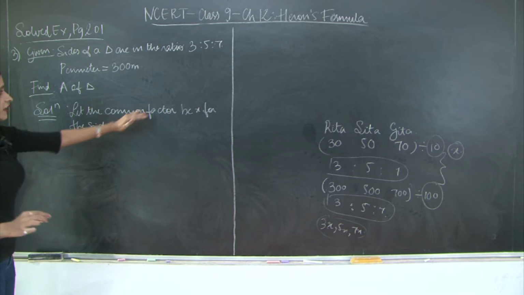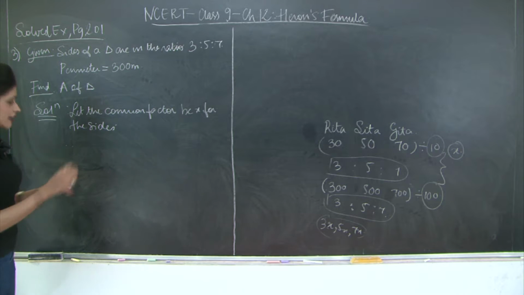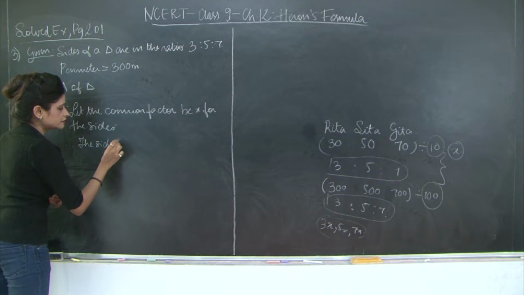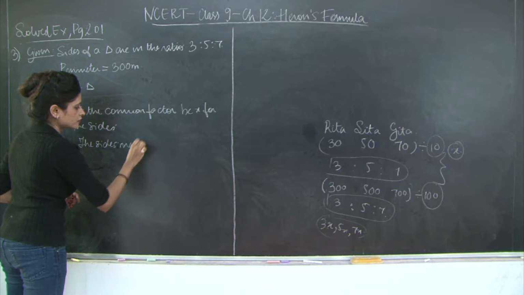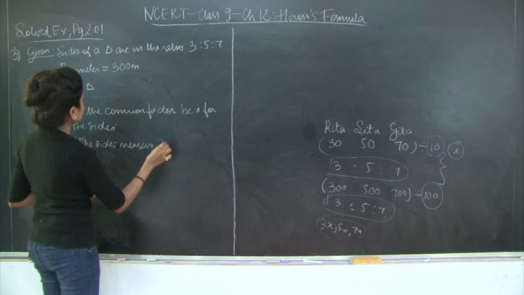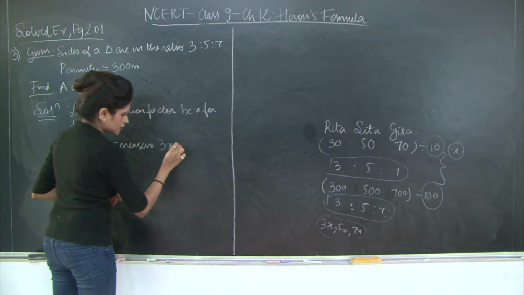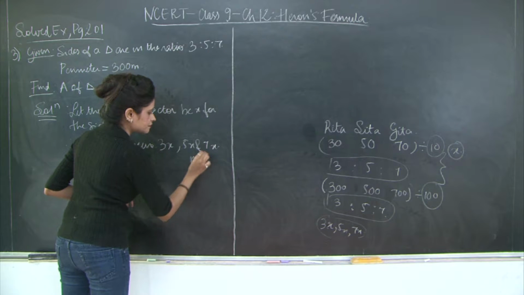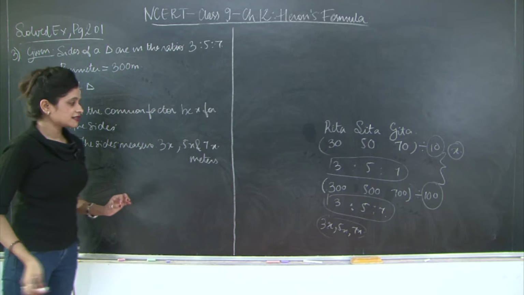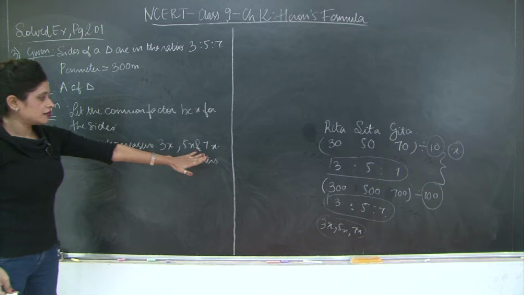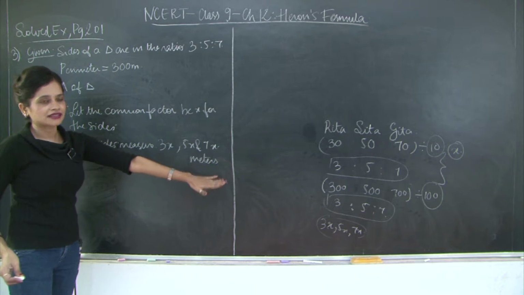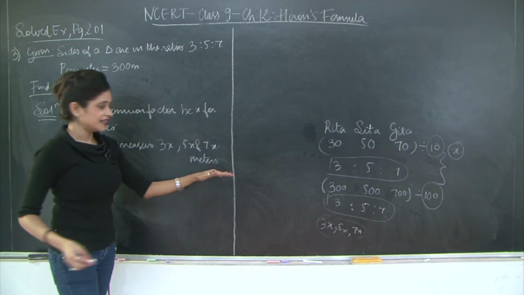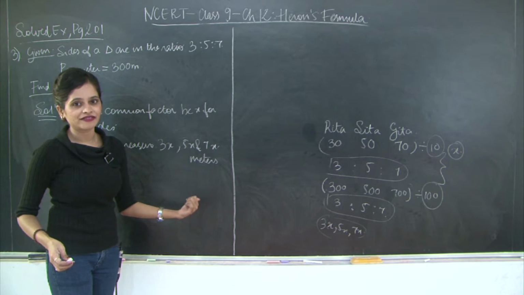So similarly, let the common factor be x for the sides. Therefore, the sides measure 3x, 5x and 7x meters, correct? So now we found the length of the sides in terms of x, and also we have the perimeter. Now given the perimeter and these sides in terms of x, we can obviously find the value of x.